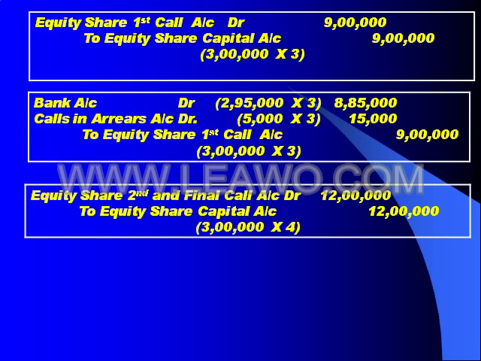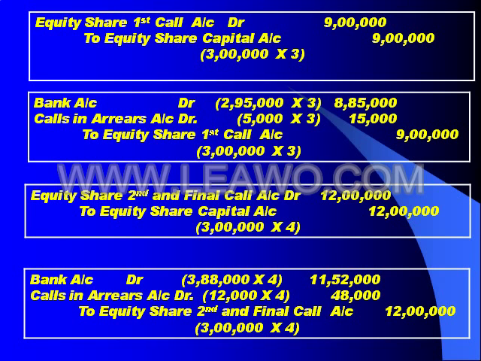Now second and final call money will be shown as due. Remember that second and final call money will be due on all 3 lakh shares, and therefore the journal entry would be equity share second and final call account debit to equity share capital 3 lakh shares multiplied by rupee 4 per share, that is rupees 12 lakhs are due. Since the final call money is not received on 12,000 shares, we pass an entry bank account debit 3 lakhs 88,000 shares multiplied by 4, that is 11 lakhs 52,000. Calls in arrears account debit 12,000 shares multiplied by 4 rupees per share, that is 48,000, and to equity share second and final call account 12 lakhs, that is 3 lakhs multiplied by 4.